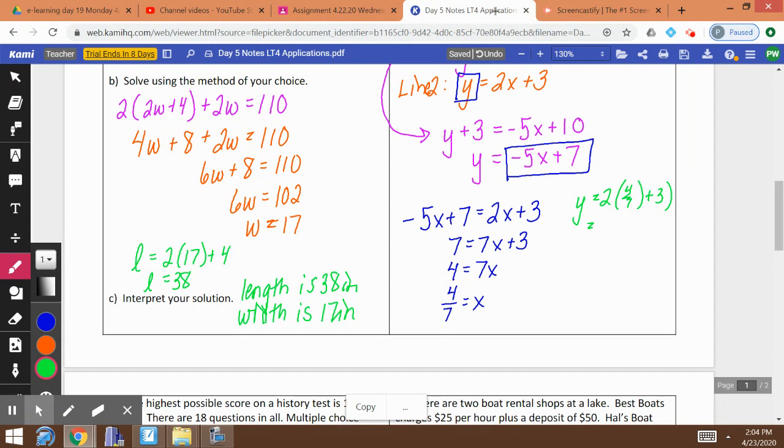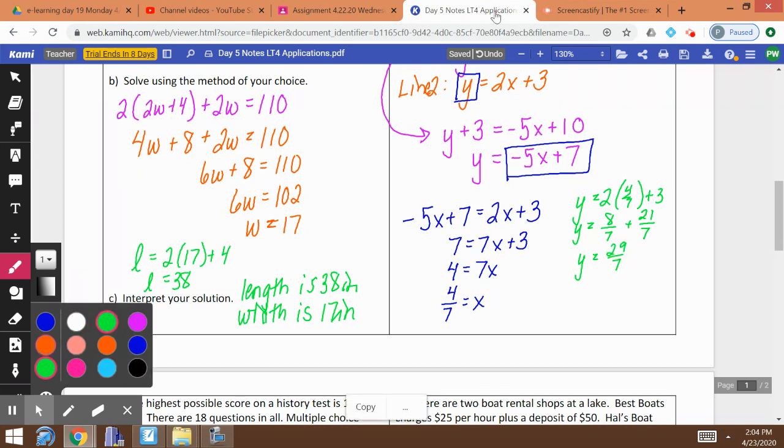So 2 times 4/7, again, you can use your calculator for this. We get 8/7 plus 3. Right away, I'm going to change common denominators. So 3 is 21/7. 21 divided by 3... So we get y is equal to 29/7.